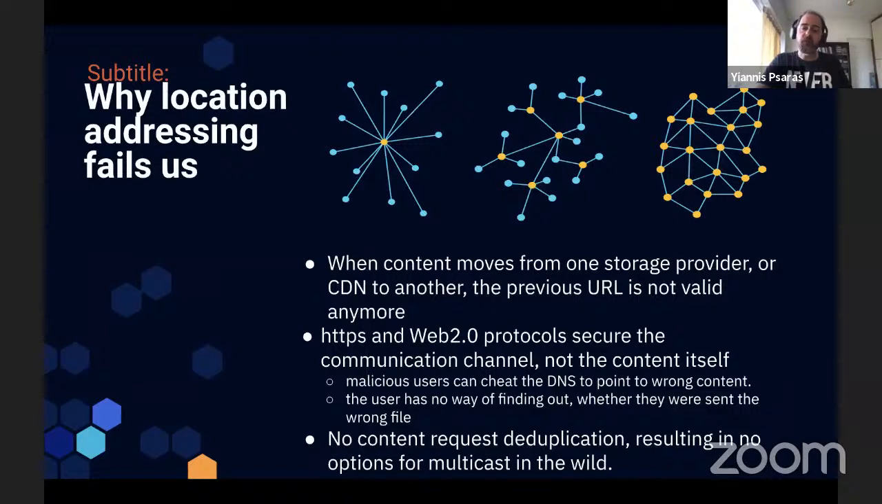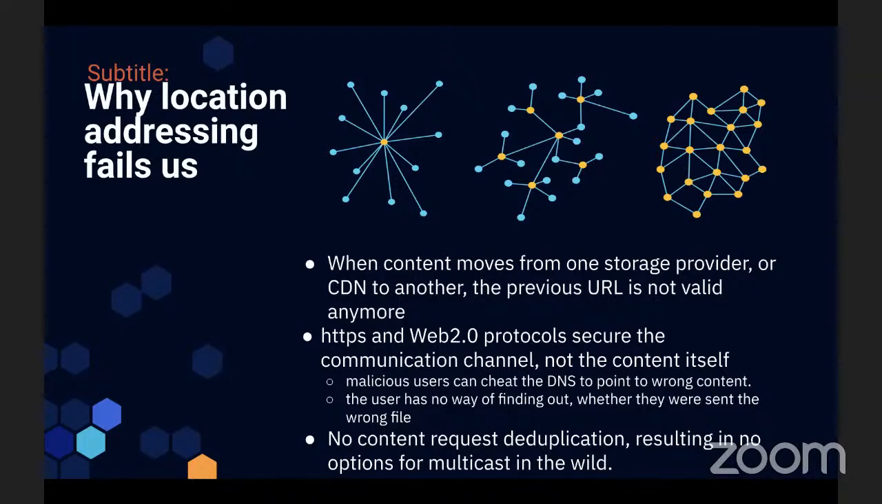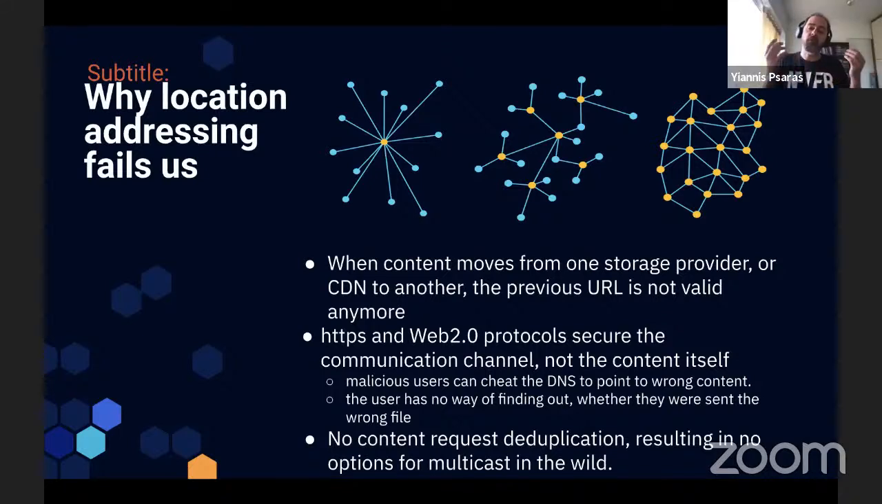So this is just a little bit of motivation. There are many more reasons why we should move from location addressing to content addressing. But some of these are that when we have content that is stored in some CDN, then when this content moves from one CDN to another, from one storage point to the other, the previous link that we used, the previous URL, is not valid anymore. And in many cases, this URL has already been distributed and shared with many other parties that when they click on it, basically it goes to a 404 error and the page is not there.